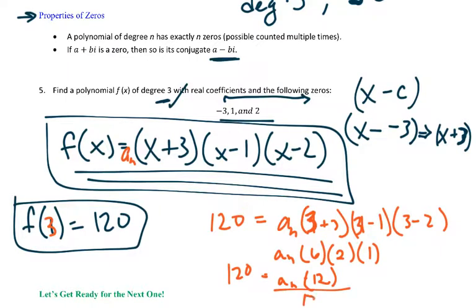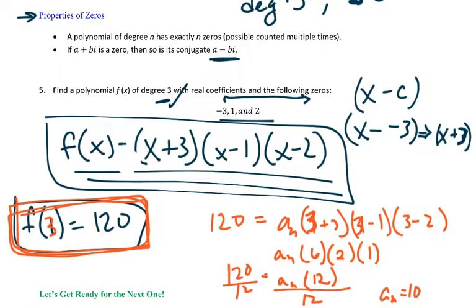I would then divide both sides by 12 to find out what my leading coefficient would be, and in this case, my a sub n would have been 10. So if they ask for a specific polynomial, they'll give you an evaluated result, and you work backwards to find that leading coefficient. If they just say find a polynomial, you don't need to find that leading coefficient. Okay, so just keep that in mind.